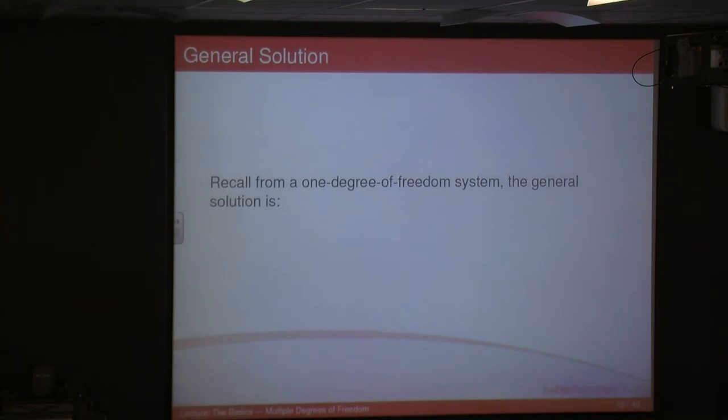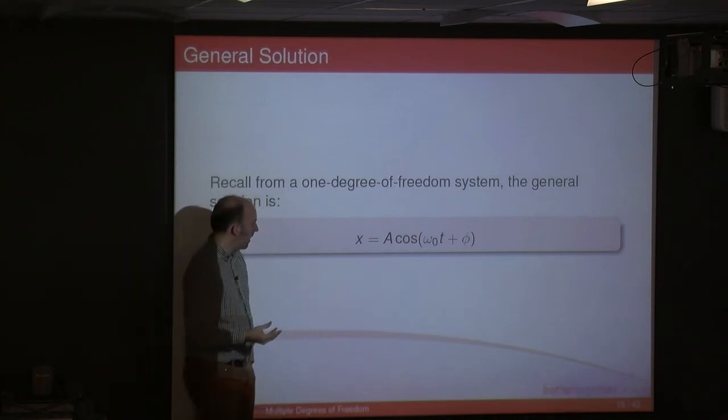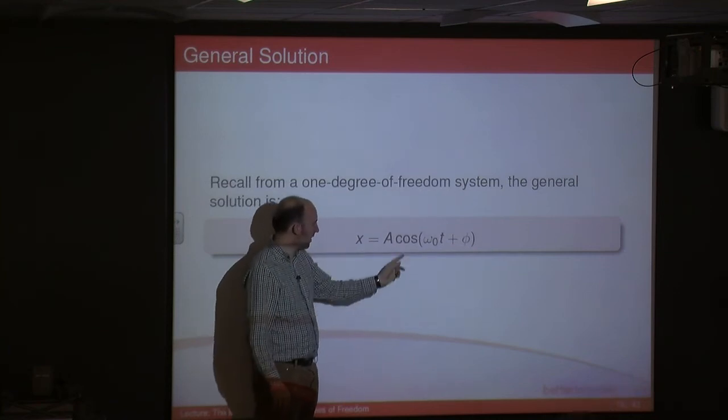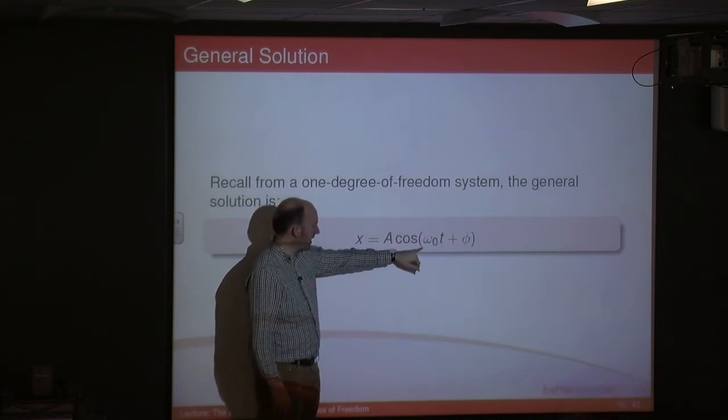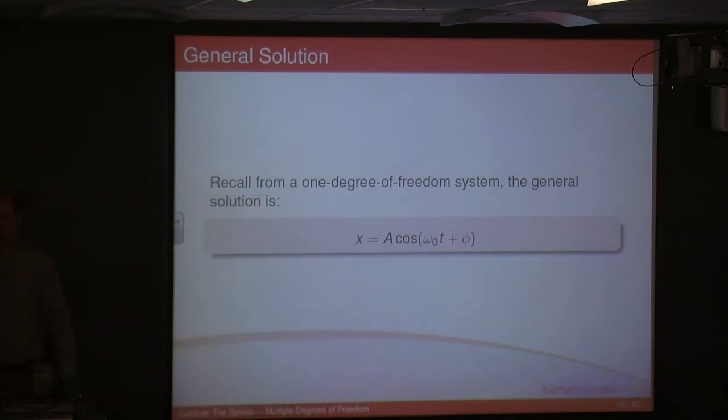For a 1 degree of freedom system, back in chapter 2, the general solution looked like this. This is free oscillation, undamped. We ended up with an equation that looked like this, a simple sinusoid: cosine of omega naught t plus phi, multiplied by an amplitude of a certain value a.